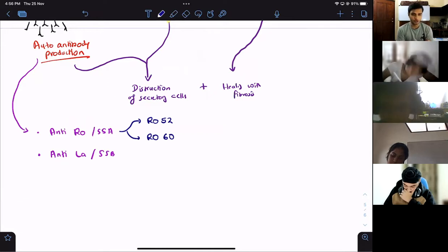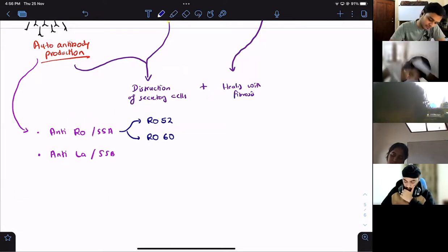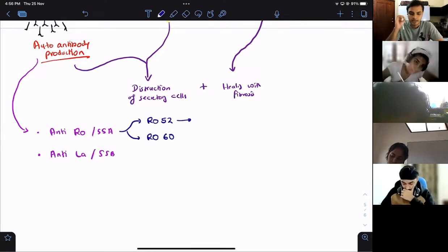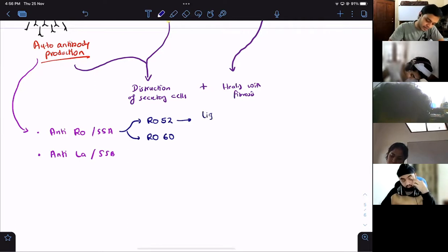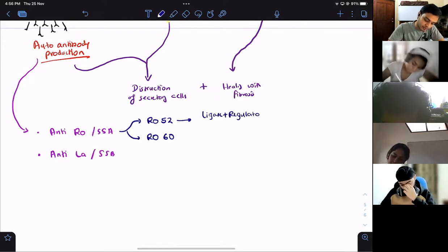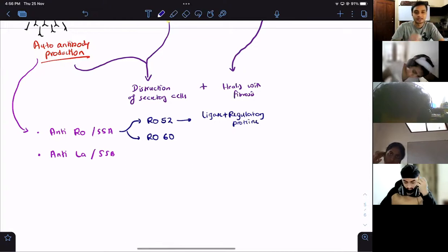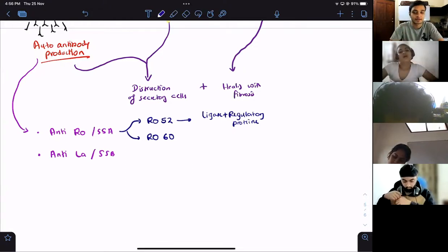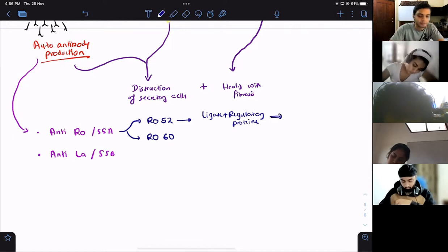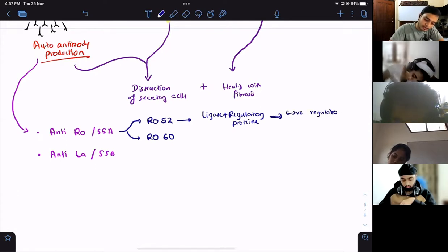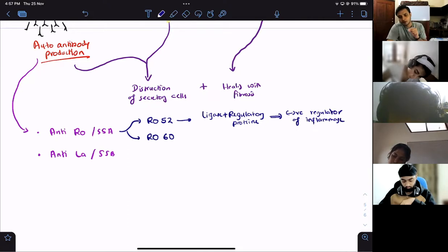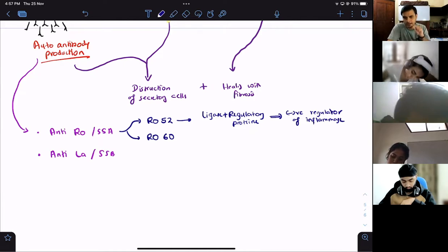All right, now we are not going to go into the super depth of how these function, but just a sentence about these. Row 52, guys, this is a ligase protein. It's a ligase type protein. Put a plus sign and say it's a regulatory protein as well. Why do we say it's a regulatory protein, guys? We say it is a negative regulator of inflammation. This Row 52 protein can control inflammation in local areas.